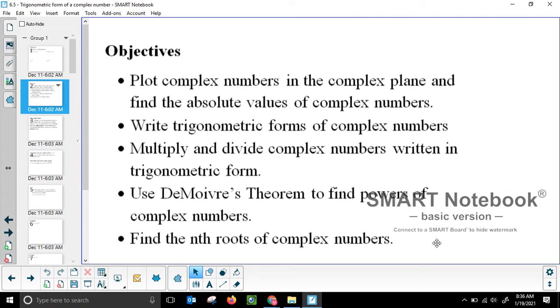We'll find the absolute values of complex numbers, which is also called finding the modular portion of a trigonometric form or polar form. We'll write trigonometric forms of complex numbers. We'll multiply and divide them. We'll also find powers of them. We probably won't get to nth roots.